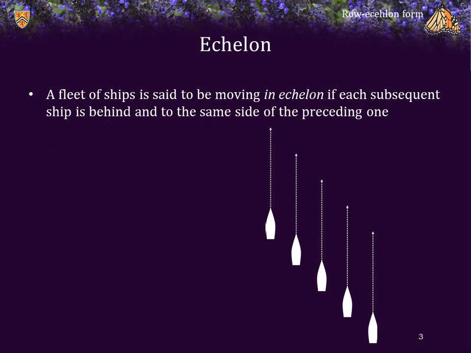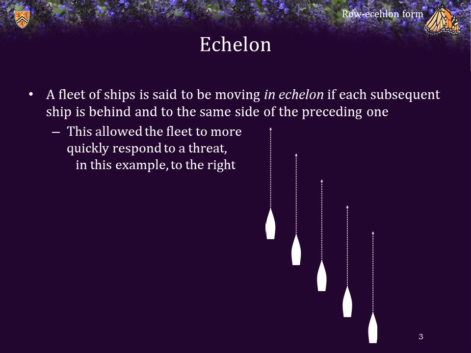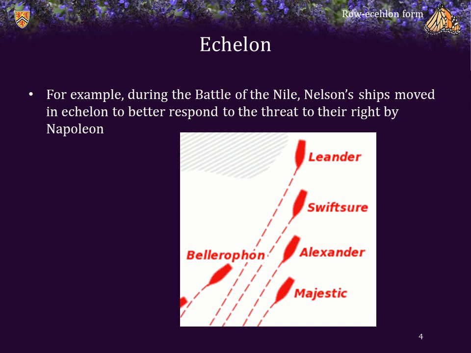A fleet of ships is said to be moving in echelon if each subsequent ship is behind and to the same side of the preceding one. This allows the fleet to more quickly respond to a threat, in this example, to the right of the direction of movement. For example, during the Battle of the Nile, here we see Nelson's ships moving in echelon to better respond to a threat to their starboard posed by ships of Napoleon. Starboard is right in the direction of movement of a ship.